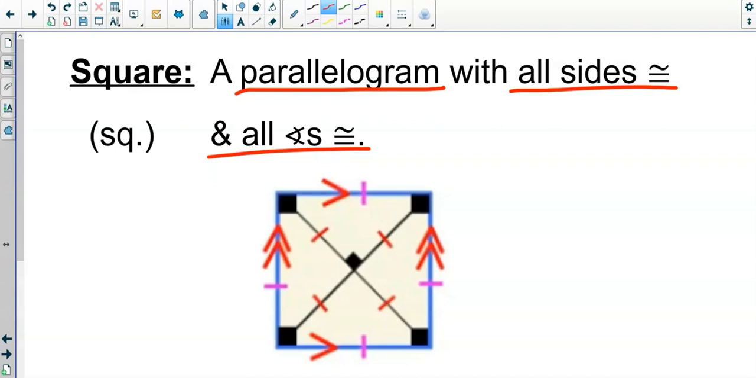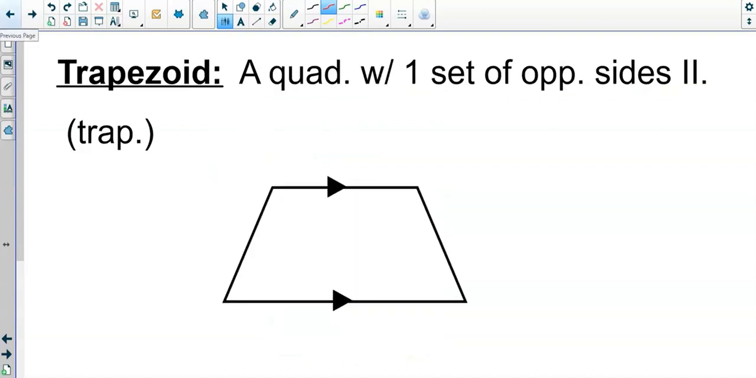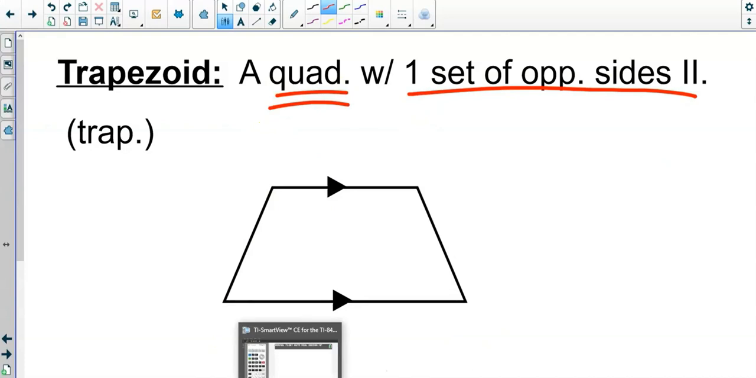Now, there are 2 other special shapes that we can talk about with quadrilaterals. These are not parallelograms by any means. So one of our shapes is the trapezoid. What it takes to be a trapezoid is that you have one set of opposite sides parallel. Notice it's a quadrilateral, so it's got 4 sides, but what's special about this quadrilateral is you have one set of opposite sides parallel, which you can see there. I've marked it for you. Only one set of opposite sides parallel. That's what makes a trapezoid. That's it. That's all there is.